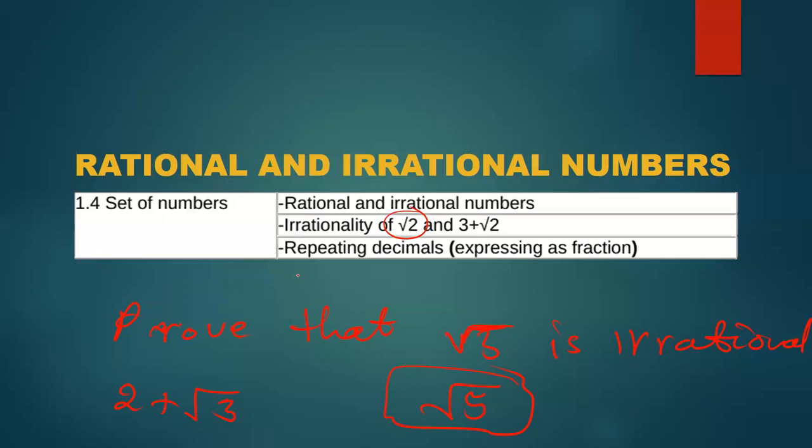And then we'll also look at repeating decimals. Repeating decimals fall under rational numbers. We have numbers that repeat. Let's say, for instance, we have 2.33333. This is a repeating rational number.